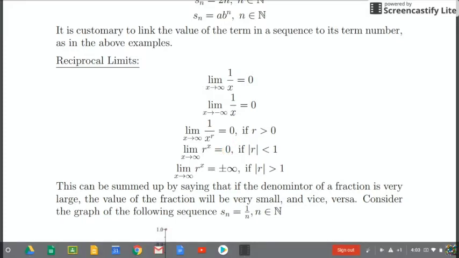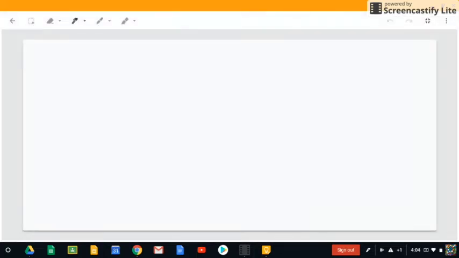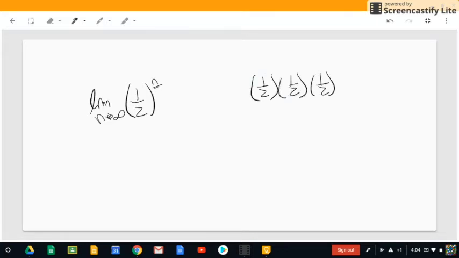Now, if you're not sure about what I mean by that, let's just take a quick look. Let's say, for example, that you've got 1 over 2, okay, and we're going to take this to the power of n, and then we're going to take the limit as n goes off to infinity. Well, think about what this means here. What we're doing here is increasing the value of n. So you're going to get a half multiplied by a half, multiplied by a half, multiplied by a half, and so on and so forth.